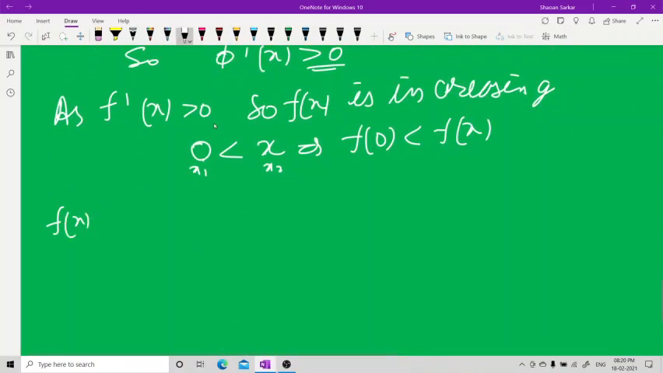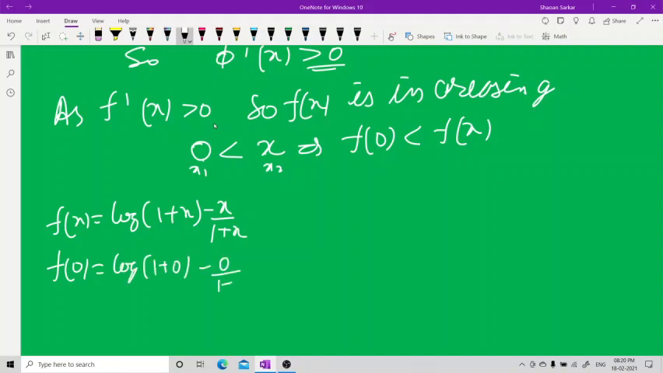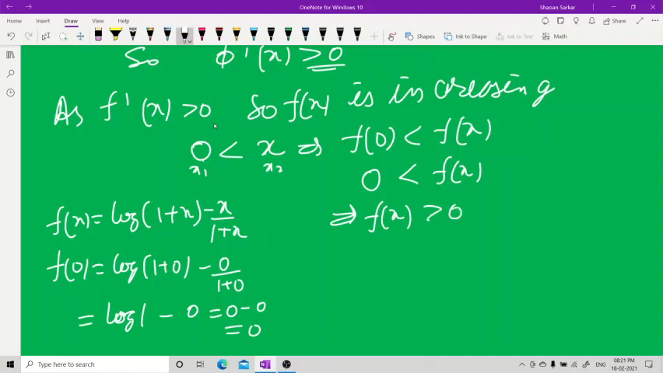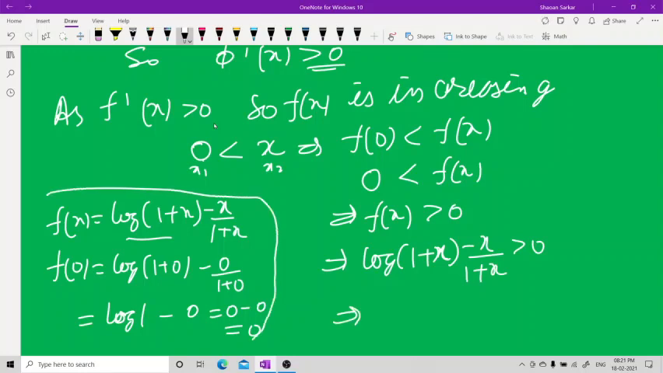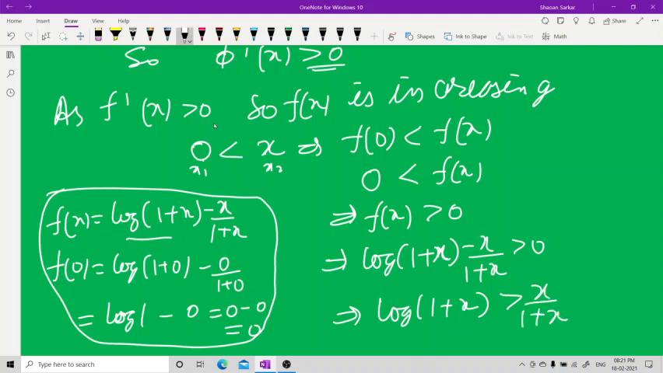See, f of x was log 1 plus x minus x upon 1 plus x. So f of 0 is log 1 plus 0 minus 0 upon 1 plus 0. This will give me nothing but log 1 minus 0, and this is 0 minus 0 is 0. So this quantity is 0 and this is f of x. So this can be written as f of x is greater than 0. And what is f of x? Log 1 plus x minus x upon 1 plus x is greater than 0. I made you understand, don't write it anywhere, no need. Then this is log 1 plus x is greater than x upon 1 plus x. This is equation number 1.